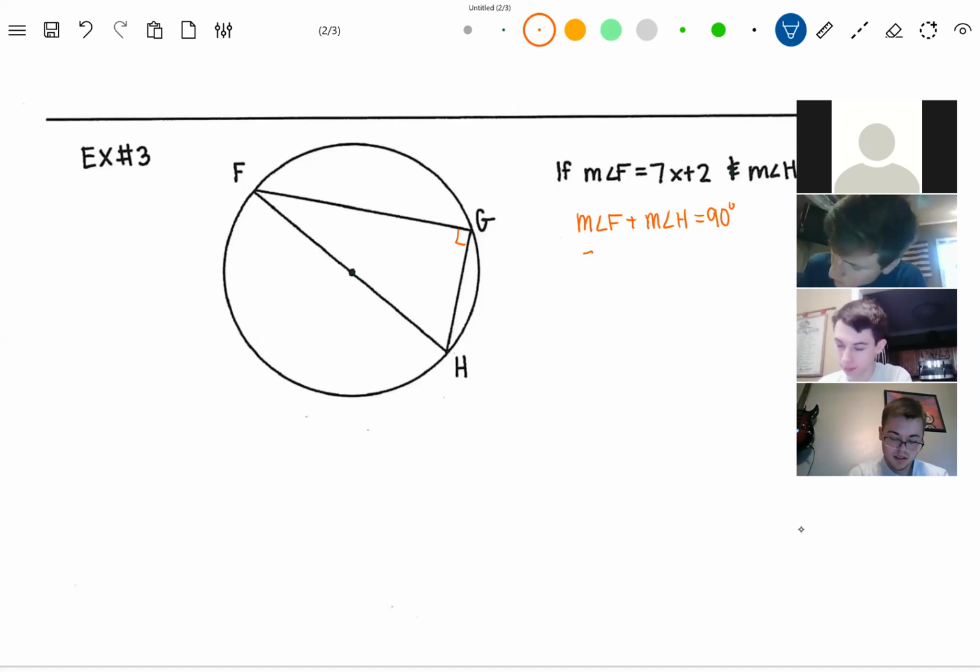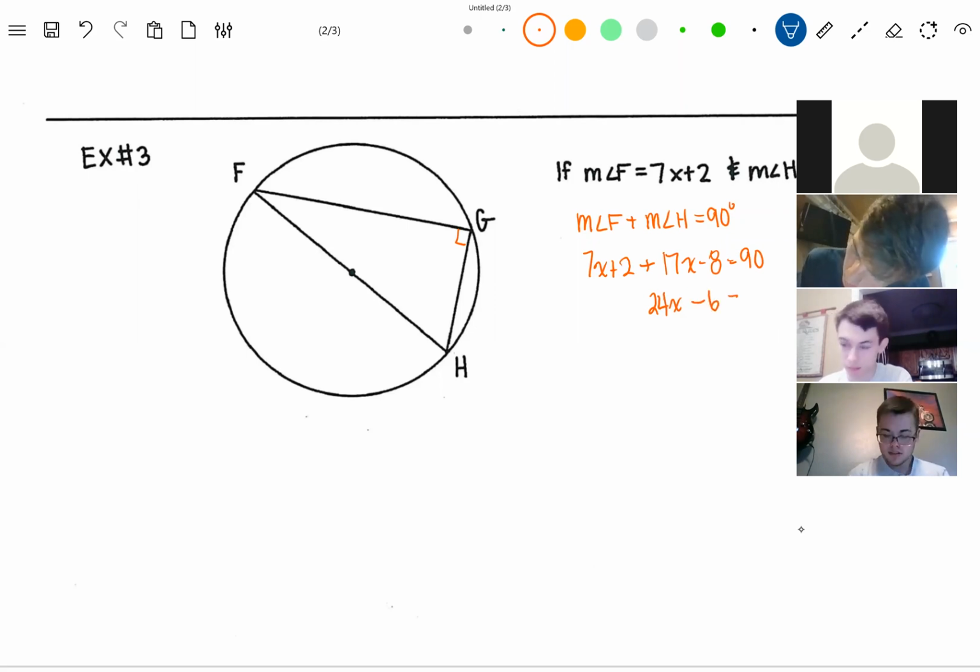So 7x plus 2 plus 17x minus 8 equals 180. Nope, sorry, 90. 7 plus 17 is 24, so 24x minus 6 equals 90. Add 6, so 24x equals 96. Divide by 24, so x is 4. Anybody have a question about number 3?